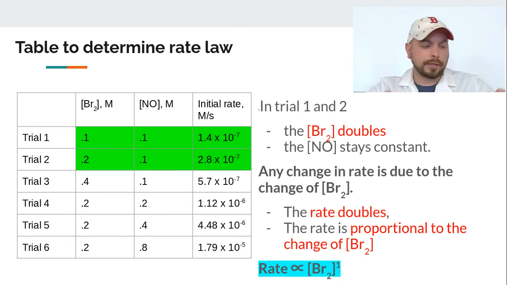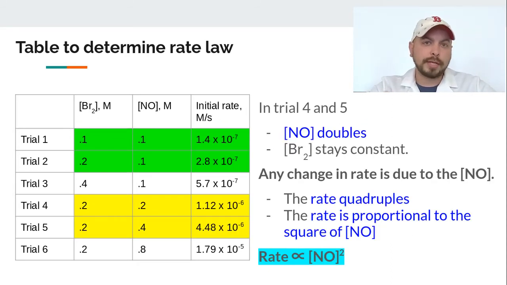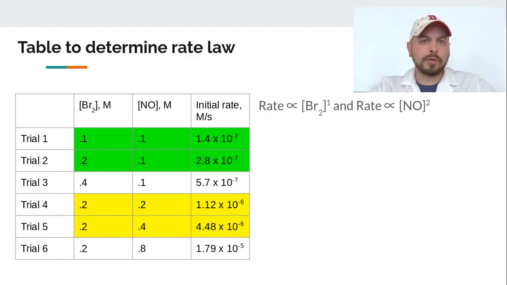Now, at the same time, if you look at trials 4 and 5, the bromine is held constant while the nitrogen monoxide has been doubled. That means that any change in the rate at that point must be due to the change in the nitrogen monoxide. And if we look, we can see that the rate quadrupled. So in this case, the rate was proportional to the change in bromine, but it's proportional to the square of the change in nitrogen monoxide. When I see this little fish symbol, it means proportional. So the rate is proportional to the bromine concentration and proportional to the nitrogen monoxide concentration squared, because when the concentration of nitrogen monoxide doubled, the rate quadrupled. 4 is the square of 2.